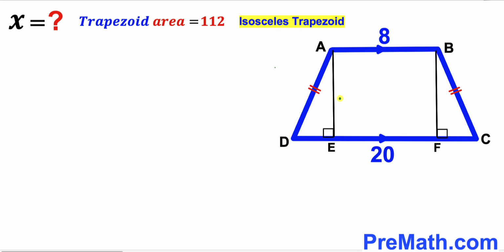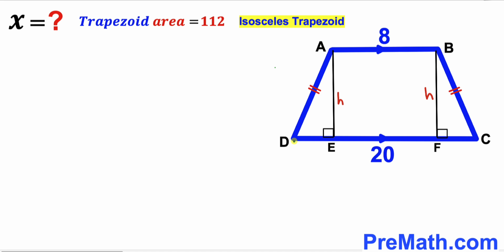We have dropped these perpendiculars AE and BF onto the base CD. Since we are dealing with an isosceles trapezoid, these two perpendiculars are congruent. I'm going to label this perpendicular AE as our height, lowercase h. Then BF is going to be our height lowercase h as well.